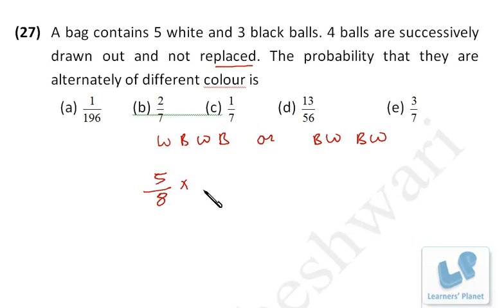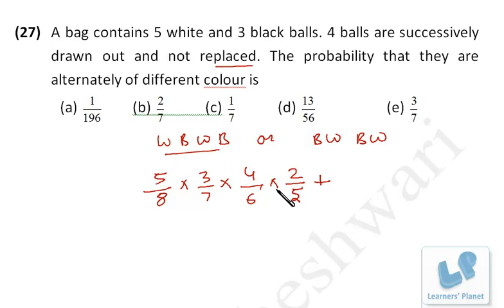Into the second draw, the ball should be black, and it will come out from the 7 balls because one ball we have already drawn. So it's 3 by 7. Similarly, the third ball is white. Now we have 4 white balls only, and in all we have 6 balls, so 4 by 6. Similarly, now we have just 2 black balls, and in all the total number of balls is 5, so it's 2 by 5, right?